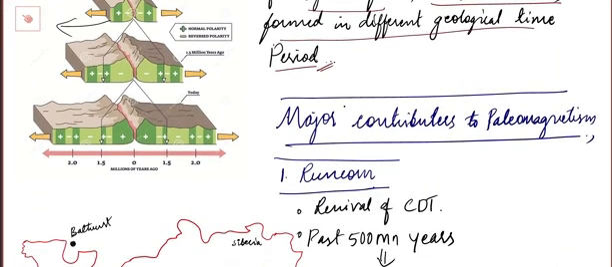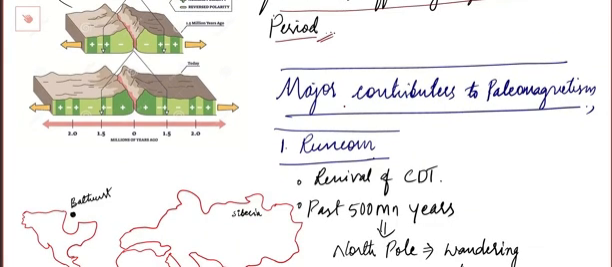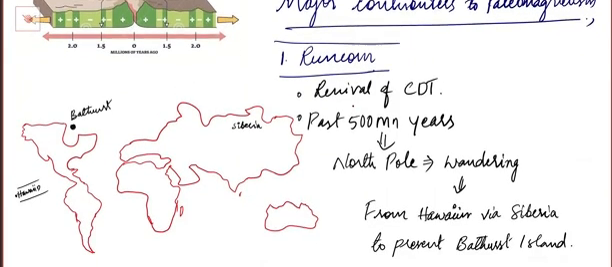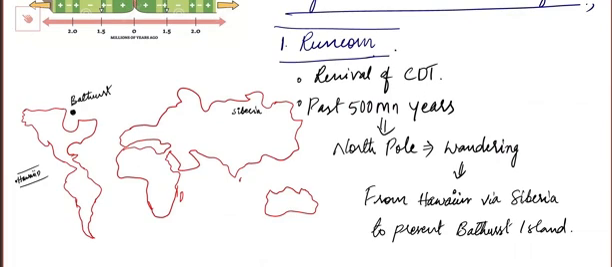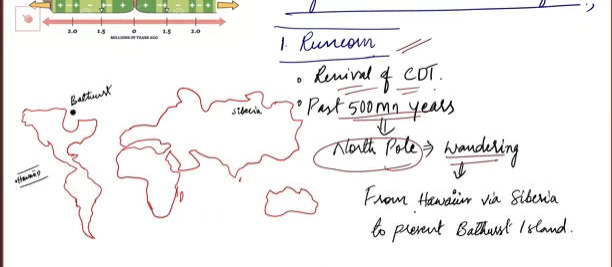Now let's see what the major contributions made to paleomagnetism are. The first major contribution was made by Runcorn. Initially he said that continental drift takes place in paleomagnetism. He revived the continental drift theory, and he said that over the past 500 million years, the north pole of the earth has been wandering around from the Hawaiian Islands. It started near Hawaii, via Siberia, to the present Bathurst Island.